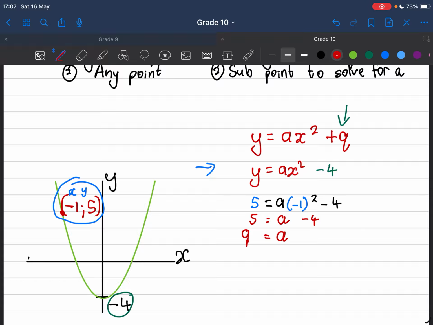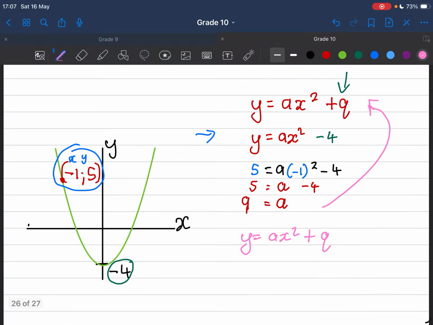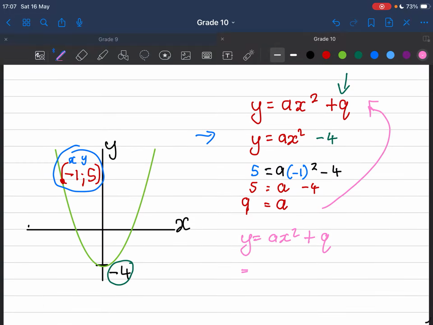Once you've solved for a, as step 2 says, it's just a process of taking your answer and putting it back into this equation. So in our equation, y is equal to ax squared plus q, we now have the variables we need. So we'll say y is equal to a, which we said is 9, so 9x squared, and q we said is minus 4. And this is our function found.